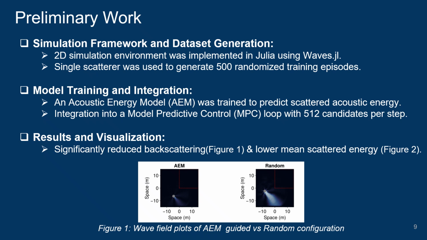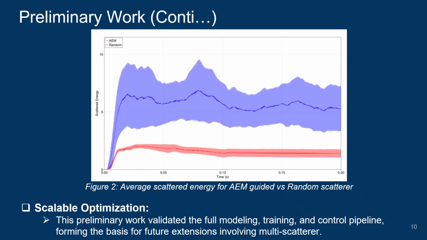The results and visualization include scatterer layout and the plots of scattered energy versus frequency. Figure 1 shows the scatterer layout of guided and random configuration, where the guided model exhibits reduced backscattering and the random model has higher backscattering. Scattered energy versus time plot. Here the guided model has reduced scattered energy than the random scatterer.